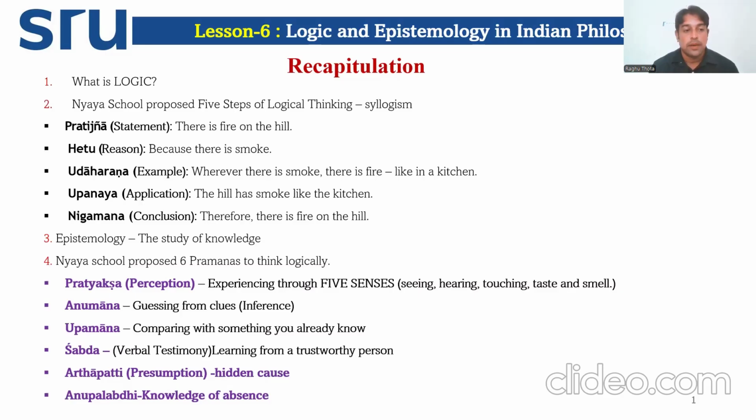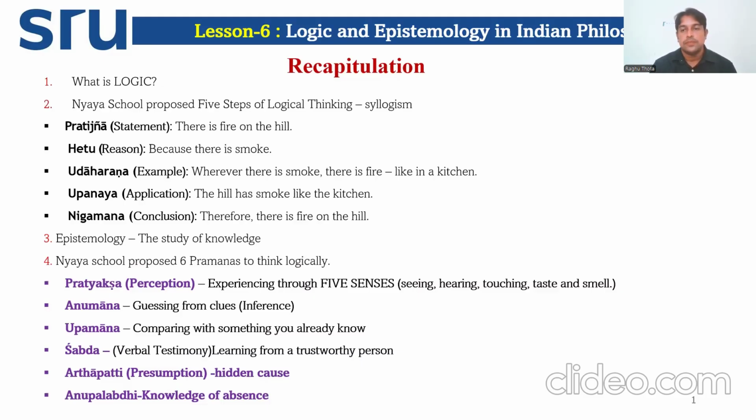That is called upamana. Sabda: if you want to come to a conclusion, you need to rely on verbal testimony. That means you need to believe a trustworthy person's words. If that person is your close friend, your father, or mother, a trustworthy person, then you can believe and try to come to the conclusion. That is another way to identify the truth about some situation or activity.